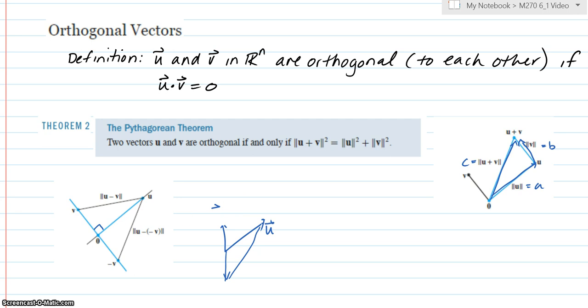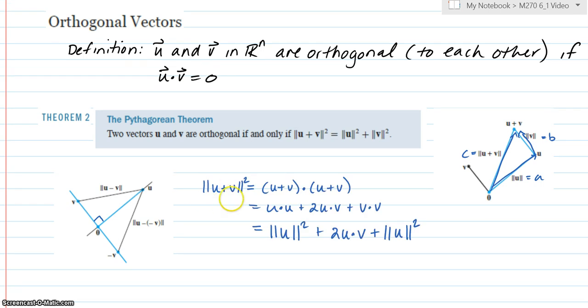So let's go ahead and erase that, and write down what these are. If we look at the length of u plus v squared, we know that the definition is u plus v dotted with u plus v. And if I expand that out, I get the length of u squared plus 2u dot v plus the length of v squared. And that gives us this, doesn't it? If they're orthogonal, we know that the dot product is 0, and so we have it.